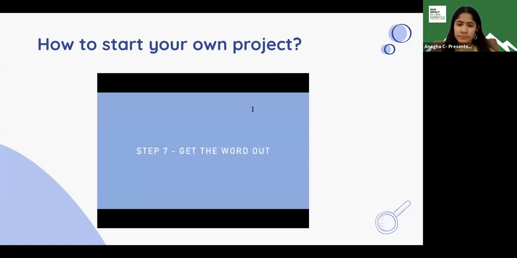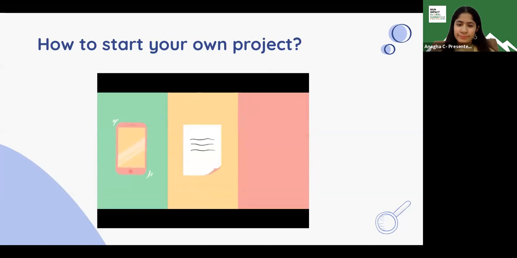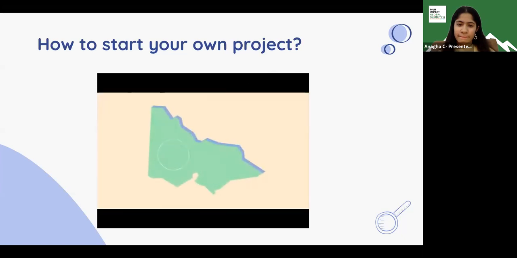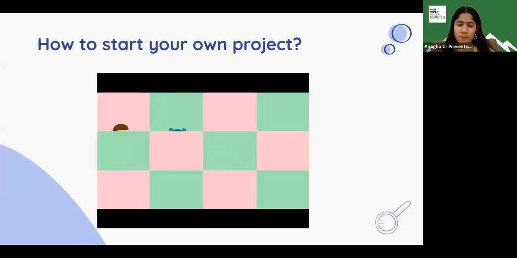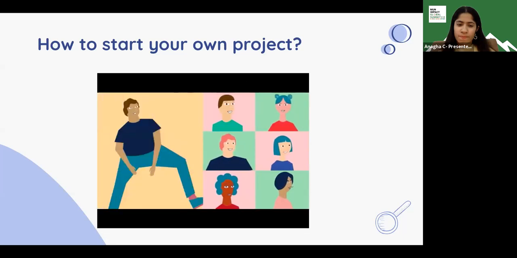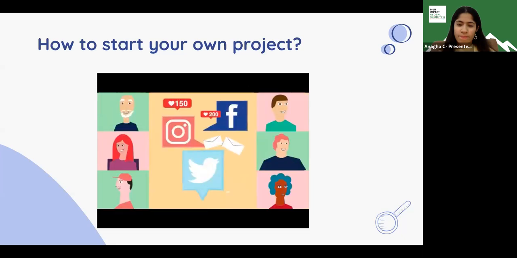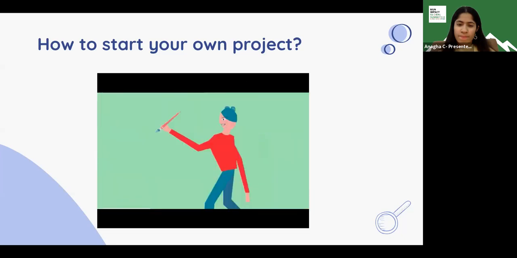Step 7. Get the word out. There are lots of options to tell people about your project. Consider which will work best for your audience and idea. Step 8. Growing your project. How can you improve your project and keep it going? Consider whether your team would benefit from training, such as project management, grant writing, marketing, or promotion. Or maybe something specific to your project, like art or exercise skills.